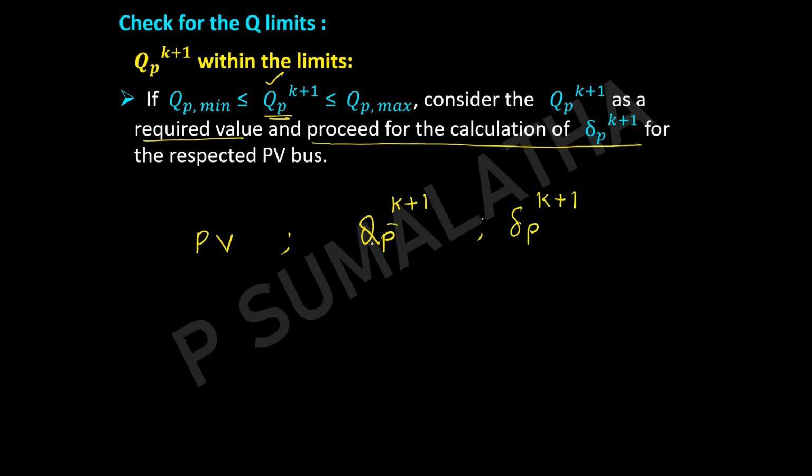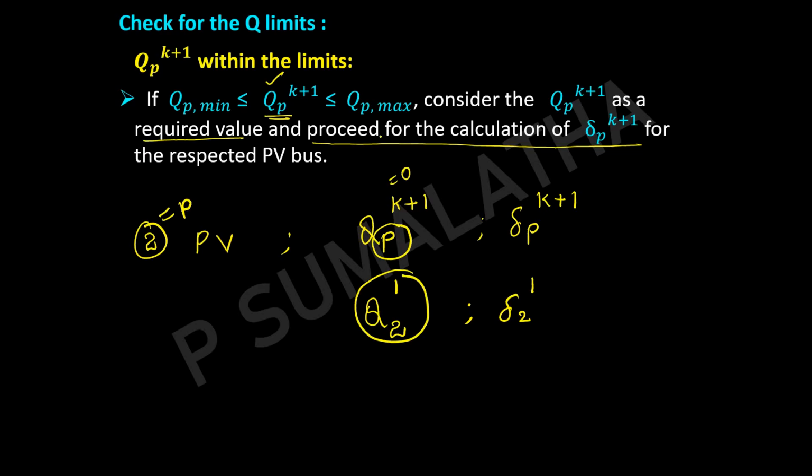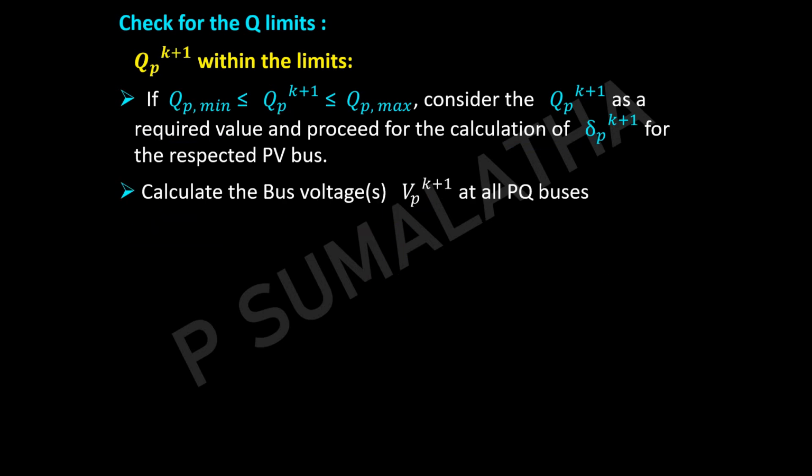So what is this P? This P is the bus number. Suppose I say my second bus is a PV bus, then the P value will be equal to 2. That means you should find out the reactive power of the second bus. If k is equal to 0, you are going to find out at the first iteration. Similarly, δ_2 for the first iteration. If this calculated value is coming within the range, then you consider this as a PV bus, then calculate the δ_2 for the first iteration. That is about the PV bus.